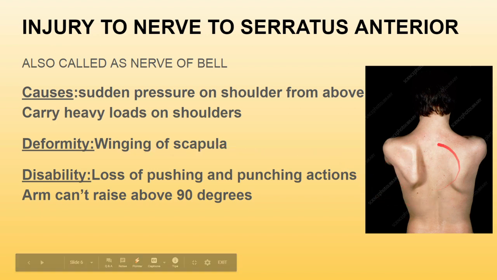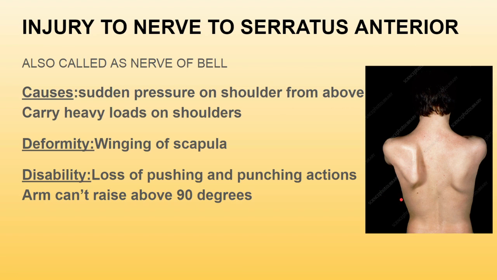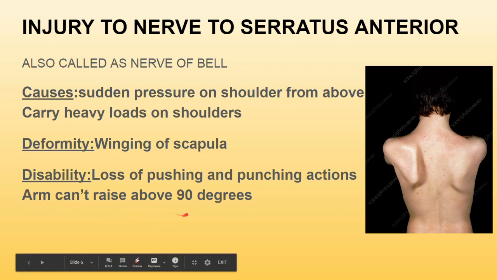This is the winging of the scapula, in which there is excessive prominence of the medial border of the scapula, as in a punching or pushing action. When you punch or push, the medial border of your scapula is prominent, as you can see here. The disability here is a loss of punching and pushing action, because when you do this, the medial border of the scapula becomes prominent and causes winging of the scapula. And also remember, the arms cannot be raised above 90 degrees.